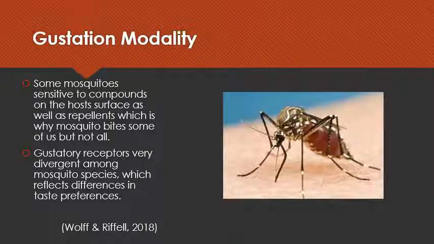There was a lot already said on the gustation modality. However, just to reiterate, many mosquito species are sensitive to many different compounds, thus why there is a wide range in host preference. They are sensitive to compounds on the host surface, which repels or attracts them.